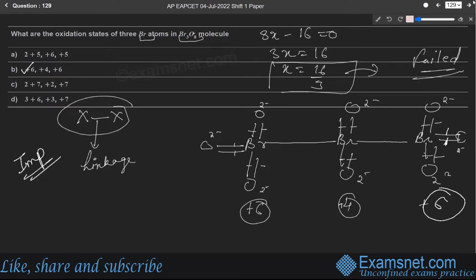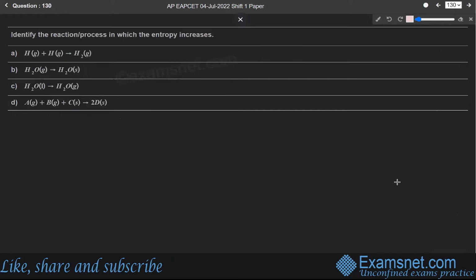Now let's go into the next question. Identify the reaction or process in which the entropy increases. Now, an entropy question, again of chemical bonding. You can say even ionic, this has some portion of ionic also, and some portion of the ideal gas stream. So you cannot define this question, it's a mixed question, right? It's a very easy question. I can tell you in one direct trick.